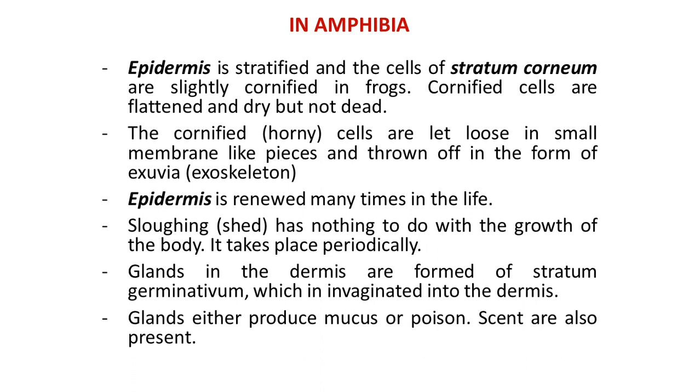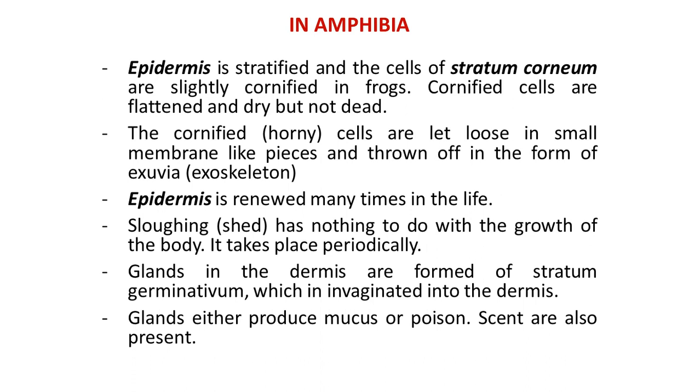In amphibians, the epidermis is stratified and the cells of the stratum corneum are slightly cornified in frogs. Cornified cells are flattened and dry but not dead. The cornified, or horny, cells are let loose in small membrane-like pieces and thrown off in the form of exuviae. The epidermis in amphibians is renewed many times in their life. The shedding process has nothing to do with the growth of the body.